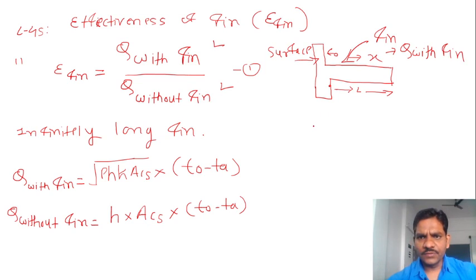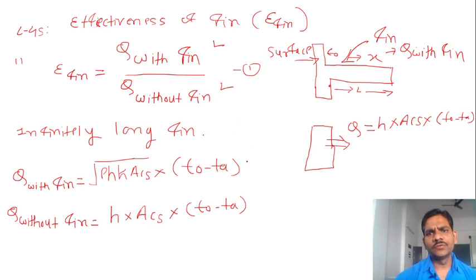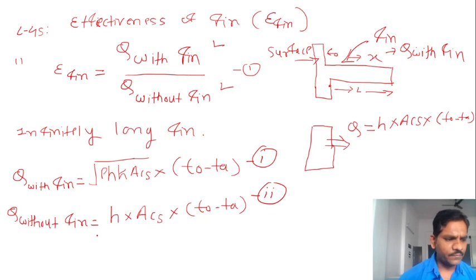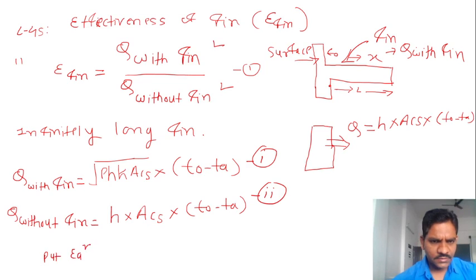And in the other case, we only have to consider this surface, but there is no fin. So from this portion the heat transfer is equal to H into ACS into T0 minus TA. Okay. So suppose this is small equation 1 and this is small equation 2. Put small equation 1 and small equation 2 in equation 1.